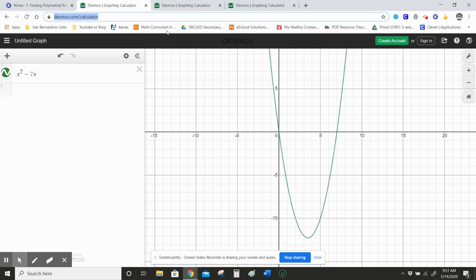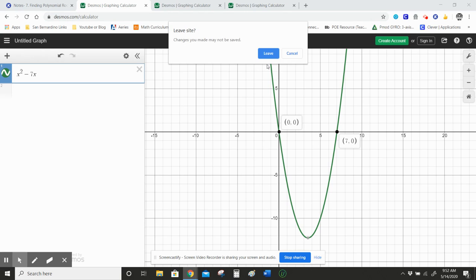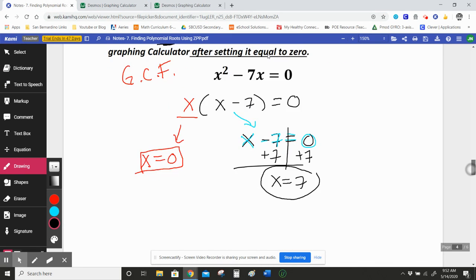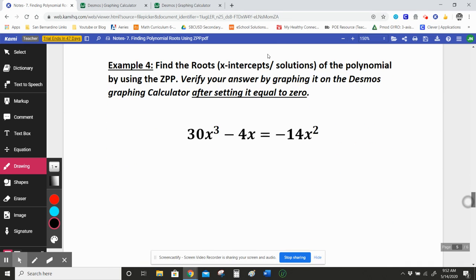I check my work. This is what it looks like when I graph it, x squared minus 7x. And my two solutions or my two factors are x equals 0 and x equals 7, just like I expected. So again, if you want to go ahead and check your work once you finish this, you can always do that using decimals. All right, so last two examples.